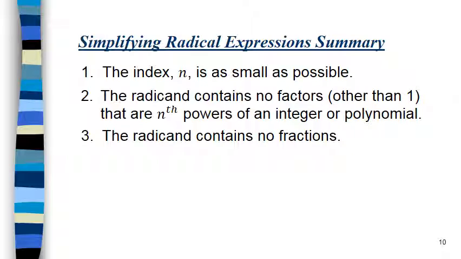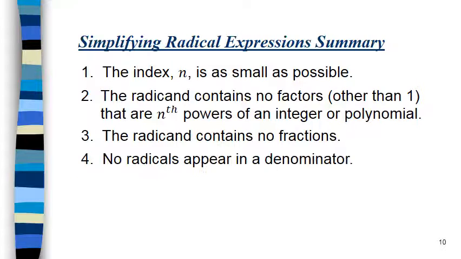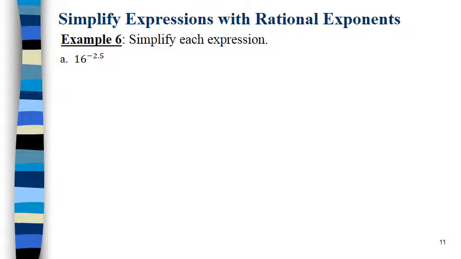The radicand contains no fractions. So that means that the base of our exponent is going to contain no fractions. No radicals appear in the denominator, so that's going to mean that there are no fractional exponents in the denominator either. Okay, so if we want to simplify this expression, we can start by dealing with the negative exponent and writing 2.5 as a fraction. So we're going to do 1 over 16 raised to the 2/5 is 5 halves.